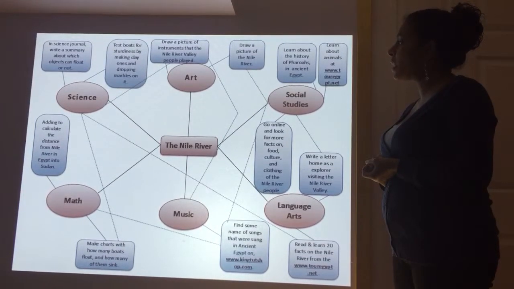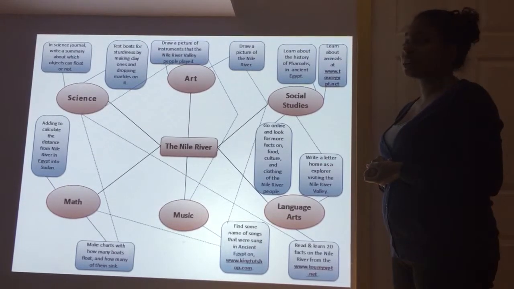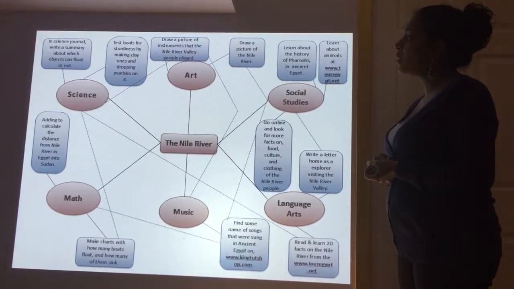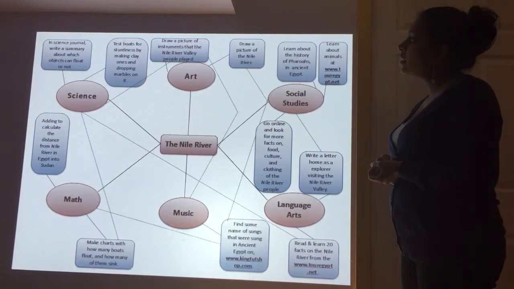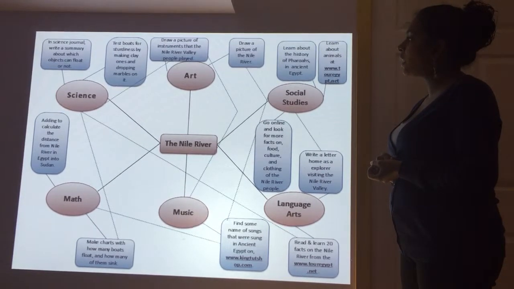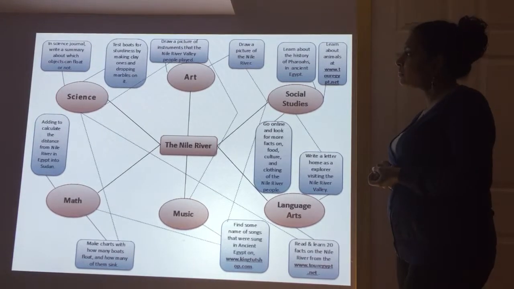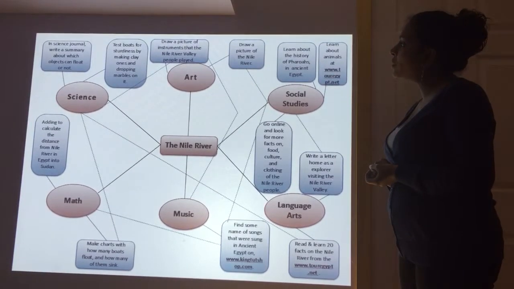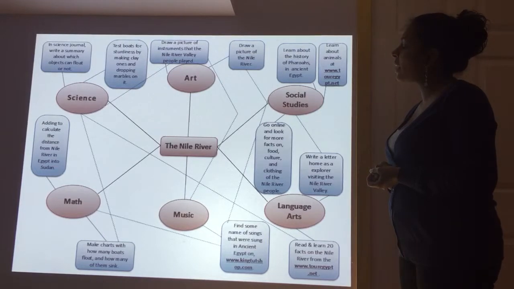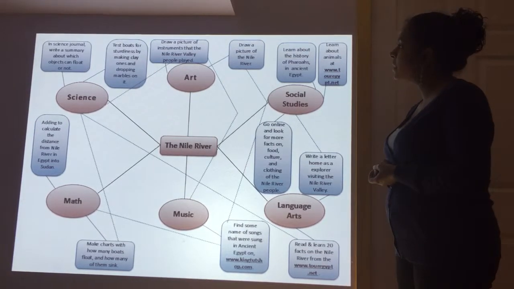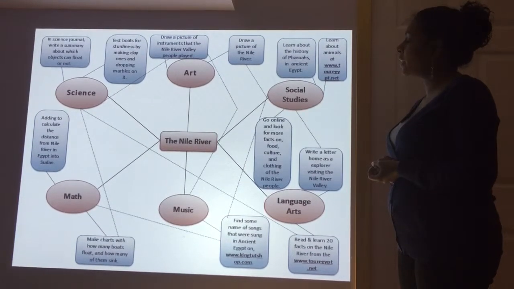Two activities from science are, in a science journal, write a summary about which object can float or not. Second, test boats for sturdiness by making clay ones and dropping marbles on it. Draw a picture of the instruments that the Nile River Valley people played. For art, draw a picture of the Nile River.